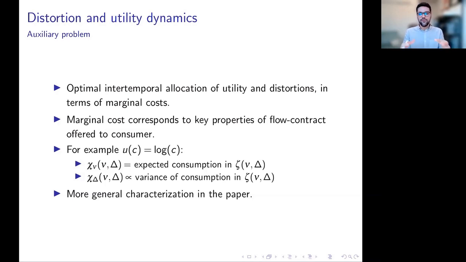Now, these exact forms of expectation and variance are particular to the log function. But in the paper, I have a general characterization that shows that the marginal cost of flow utility is directly connected with some notion of the overall level of consumption that this agent has within a period, and the marginal cost of distortion is connected with some measure of the amount of dispersion of consumption that this agent has within a period. So if I can say something about how these marginal costs evolve over time, this tells me something about what happens to the consumption of the agent over time, and indirectly with the premium, and what happens with the dispersion of consumption of the agent over time, which is connected with the amount of coverage of the agent.